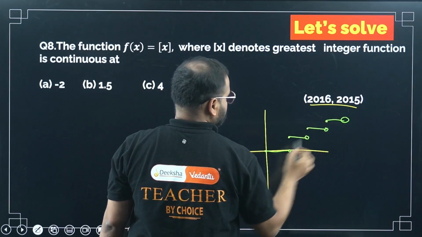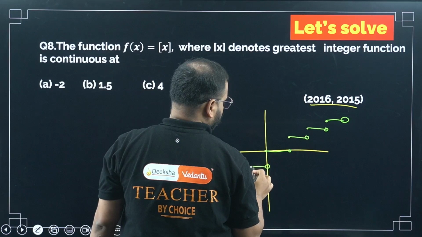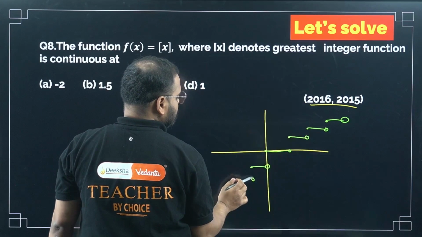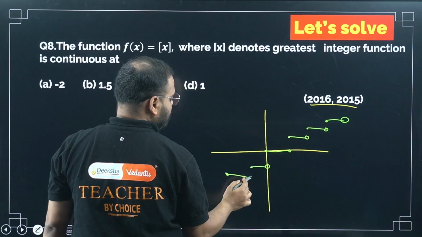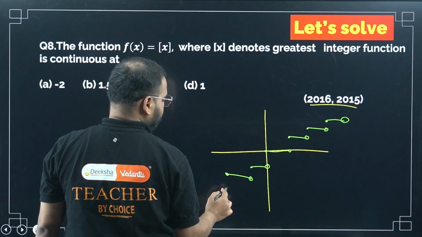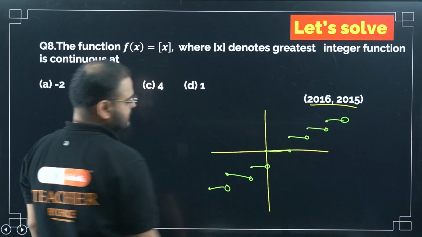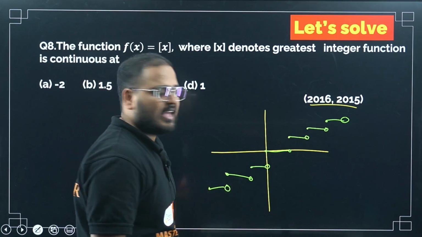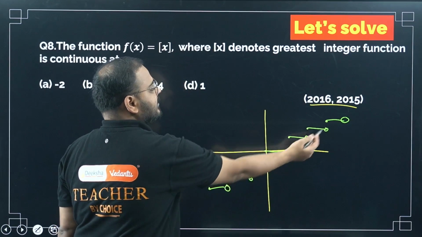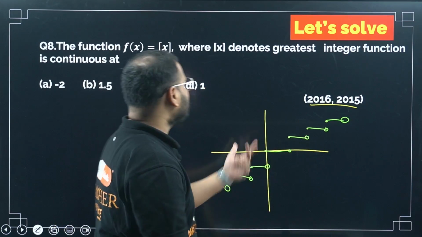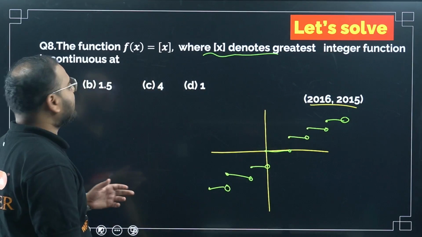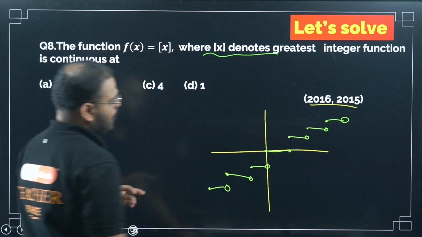The graph of GIF. What's GIF, sir? GIF is your greatest integer function, right? Yes. The tail is always including, the head is always excluding. Please check here. Tail is including, head is always excluding. Step function or greatest integer function. They are saying that please check it is continuous at minus 2.